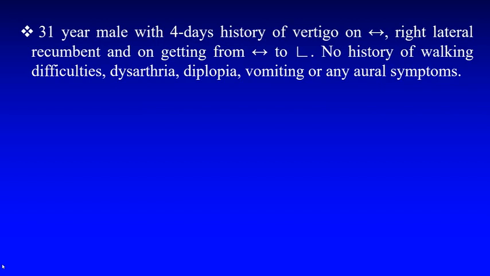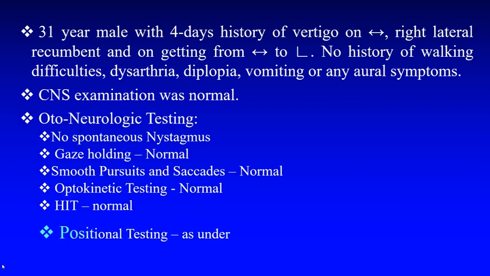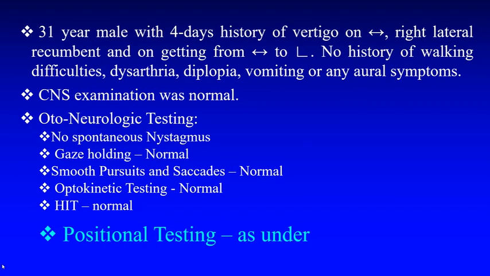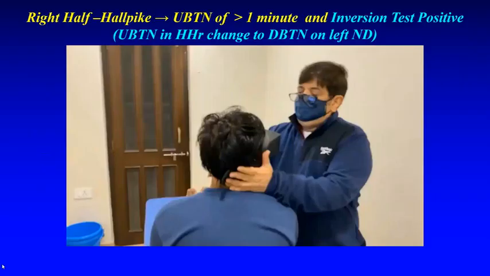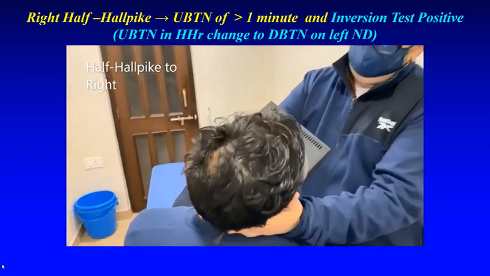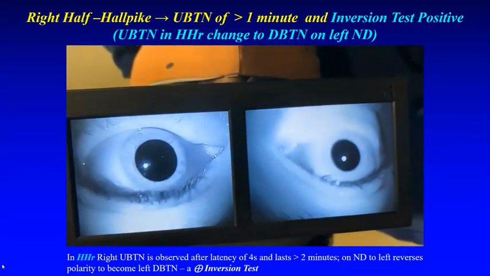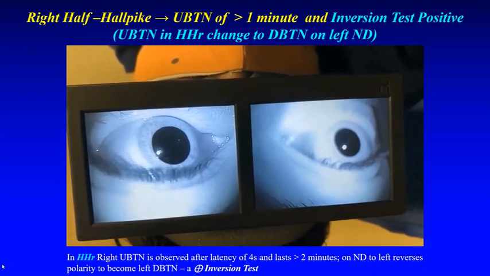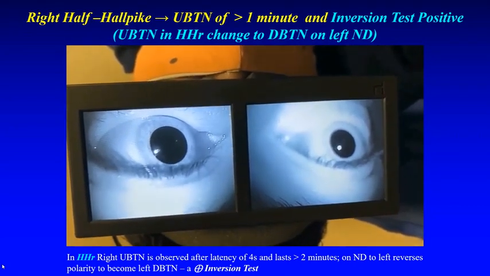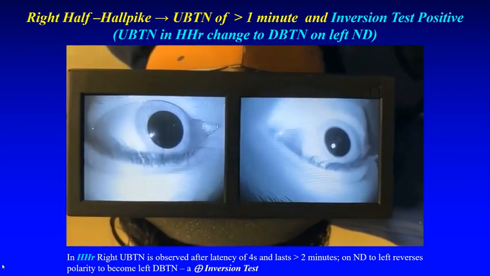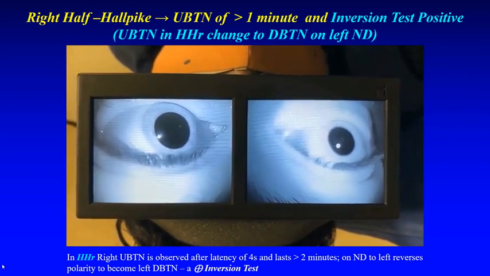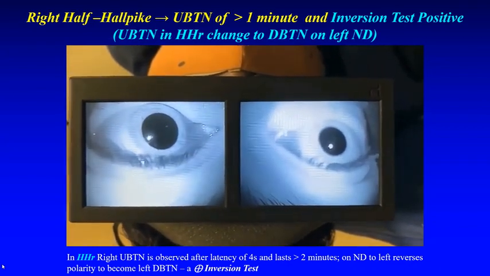With this, we begin our first case, a 31-year-old male with 4 days history of positional vertigo. CNS examination is normal. Most of the neurological examination except for the positional testing is normal. The half-Hallpike test to the right elicits, after a latency of around 4 seconds, a prolonged upbeating right torsional nystagmus which lasted for around 2 minutes.